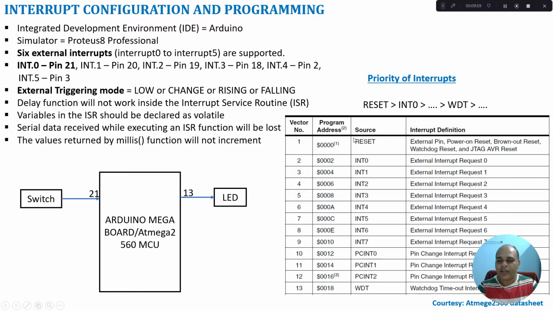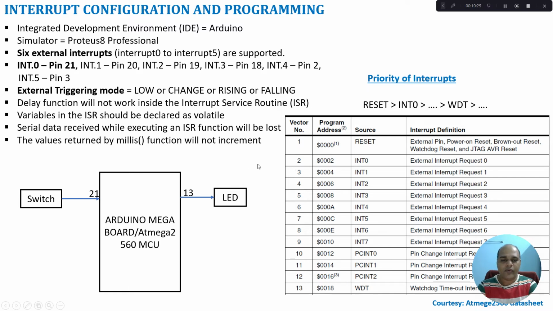For example, reset has a higher priority when compared to INT0. In the same way, INT0 has higher priority when compared to INT1, and it goes on like this. INT2 has higher priority when compared to INT7, and INT7 will have higher priority when compared to the watchdog timer. Like that, the interrupts are prioritized in an Atmega 2560 microcontroller.